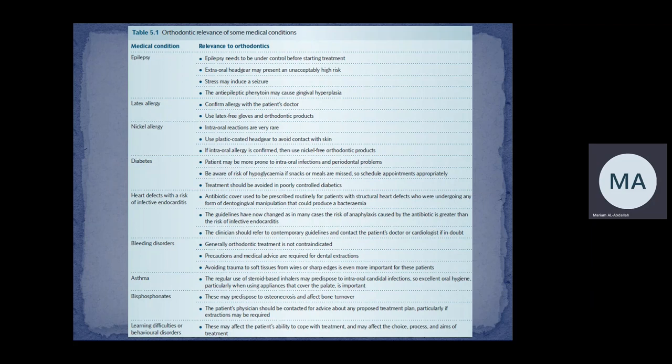For patients with learning difficulties or behavior disorders, we need to make sure that the patient can follow instructions and maintain excellent oral hygiene. They need to be able to manipulate the appliance properly if it's removable. We can go for fixed if the patient's skills are not helping them follow instructions. So again, this table summarizes the important medical conditions and their relevance to orthodontics.